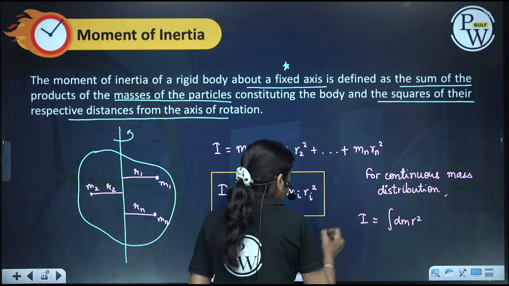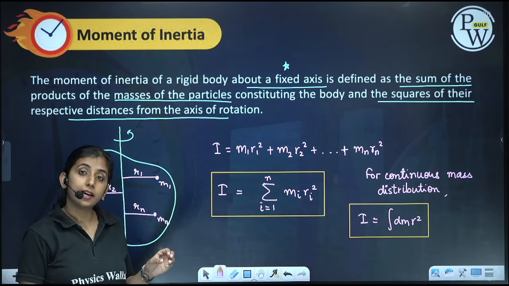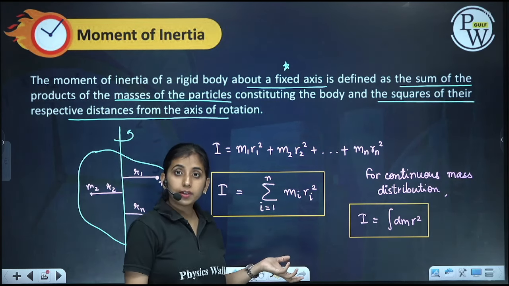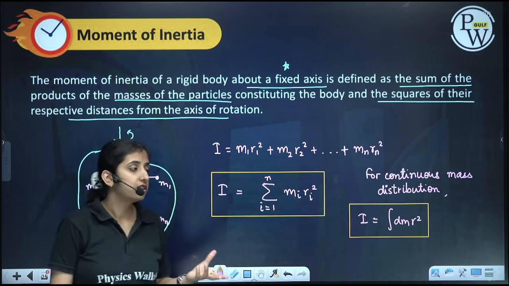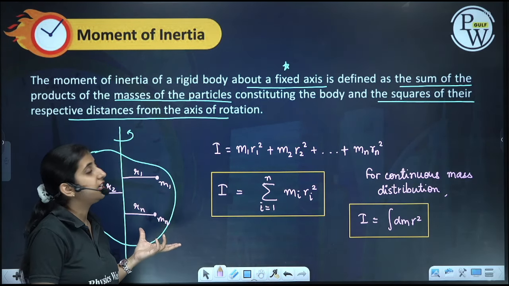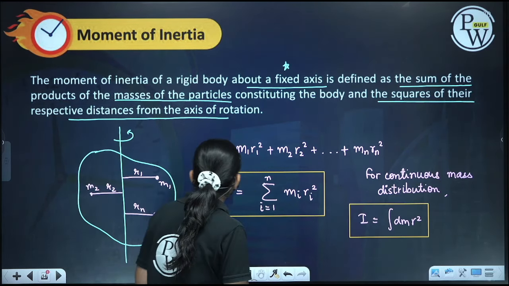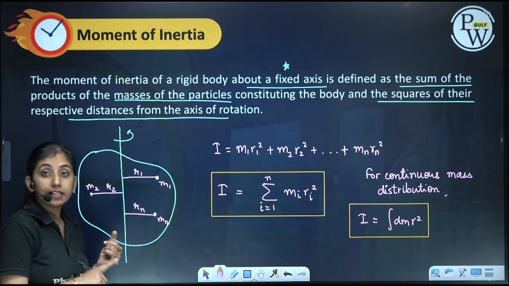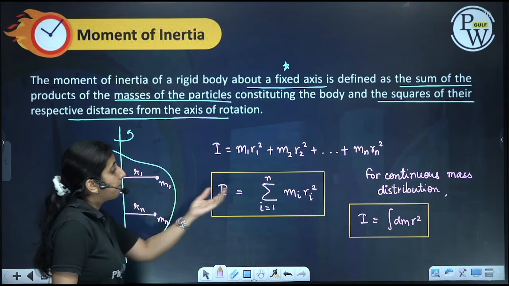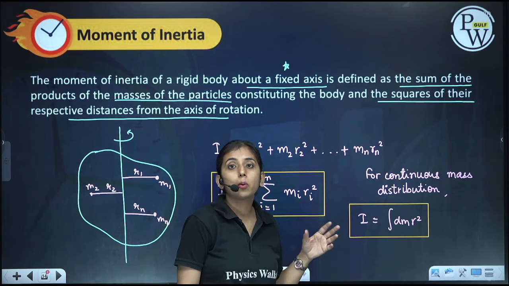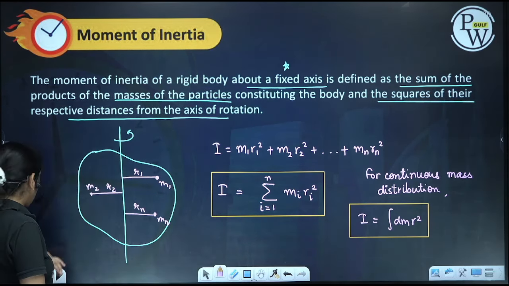Okay, so we will consider an elemental mass dm which is at a distance r from the axis of rotation. So this summation will turn into integration. It will be simply I is equal to the integral of dm into r square. This is how we define moment of inertia. Now moment of inertia is a tensor quantity. Okay, its SI unit will be mass into distance square, kg meter square. Okay, this will be its SI unit. So this is how we define it.